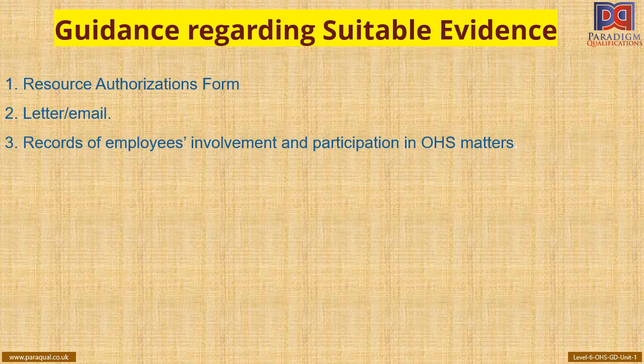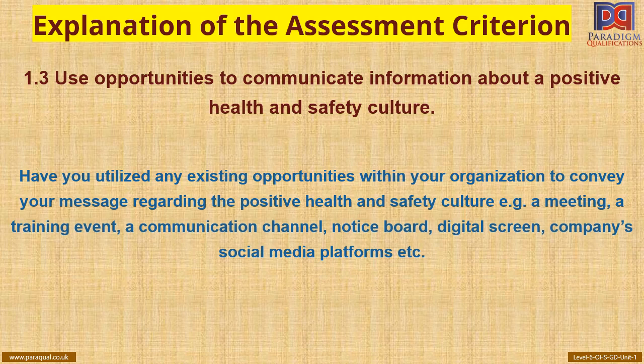organizational context. The assessment criterion 1.3 of Unit 1 is use opportunities to communicate information about a positive health and safety culture. This criterion is simply asking you to submit the evidence of the following. Have you utilized any existing opportunities within your organization to convey your message regarding the positive health and safety culture? For example, meetings, training events, existing communication channels, notice boards, digital screens, company's social media platform, etc.